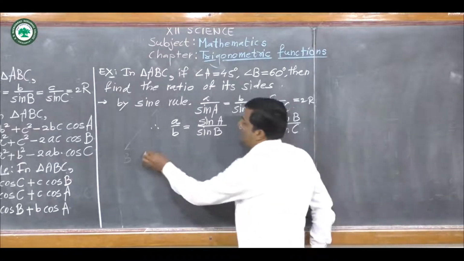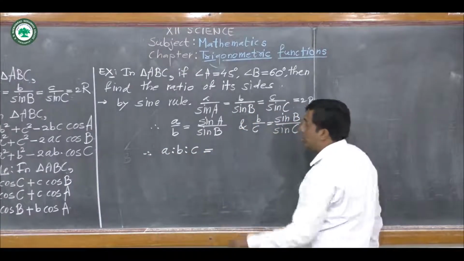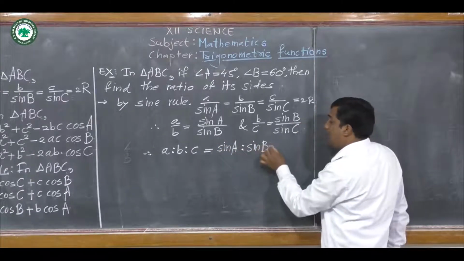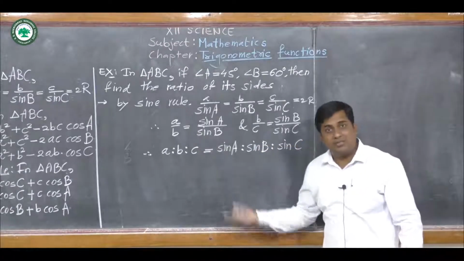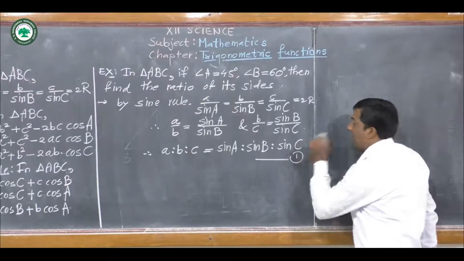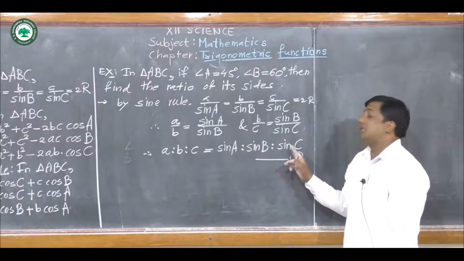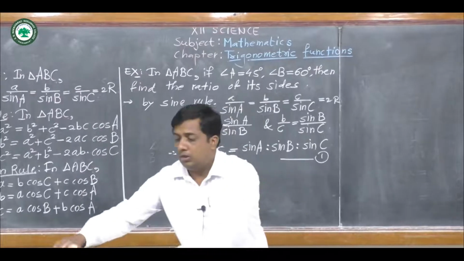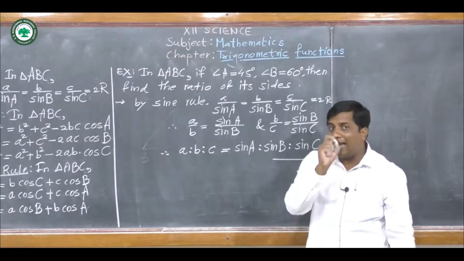Then here I write this as a : b : c is equal to sin A : sin B : sin C. So by using this ratio, we find a : b : c. Let us consider this as 1. Now, we have to find sin A, sin B, sin C to find this ratio. For this, we know angle A, we know angle B, and we have to find angle C.